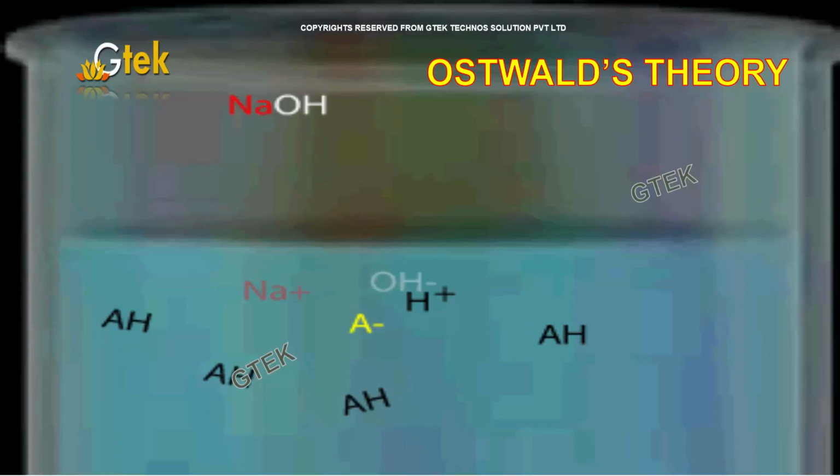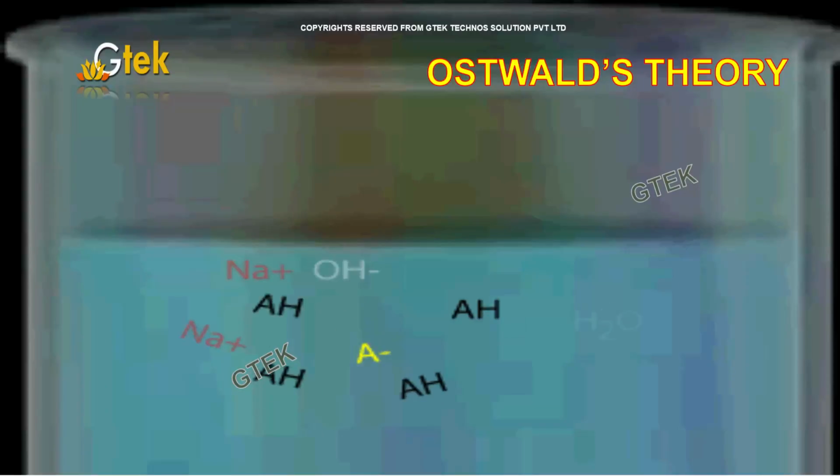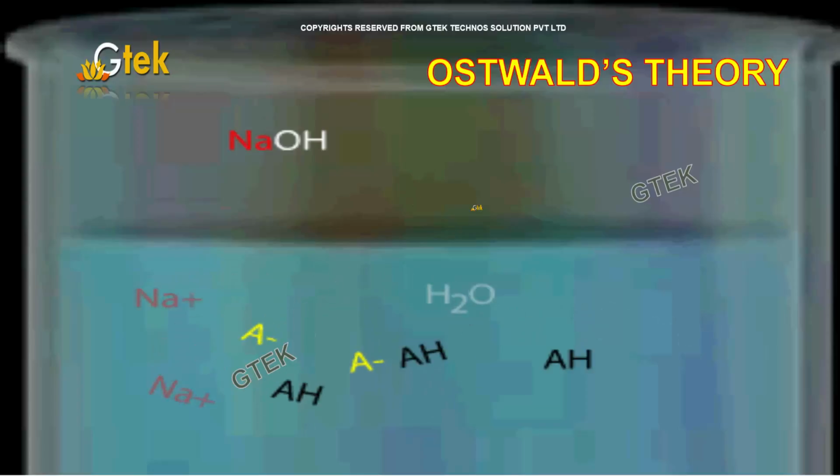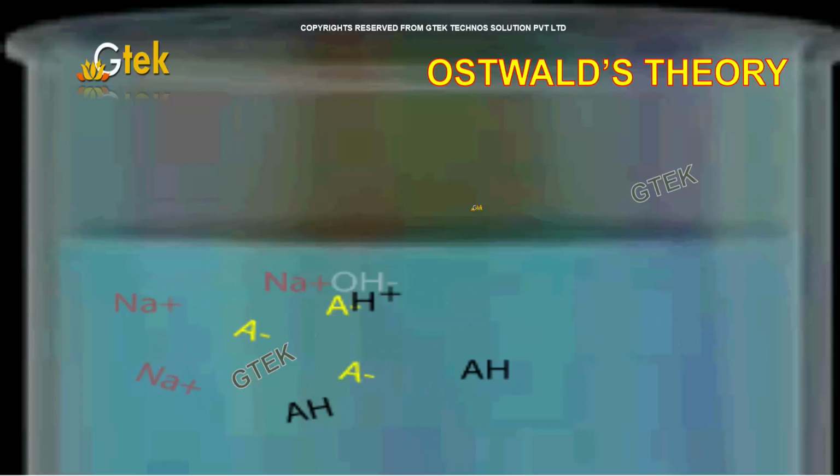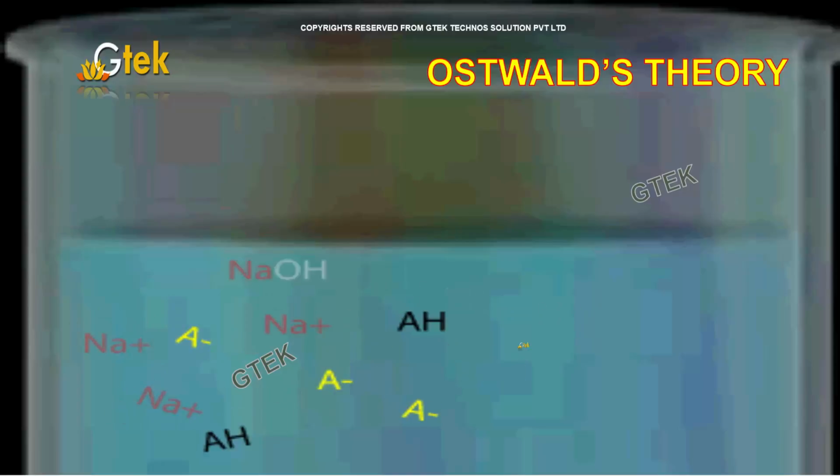So Ostwald's theory is one of the major theories which will tell you how the pH indicators work with the acids and bases to make some ions.